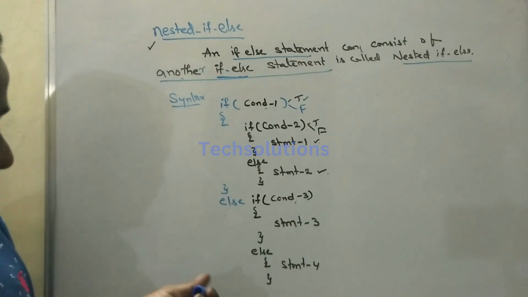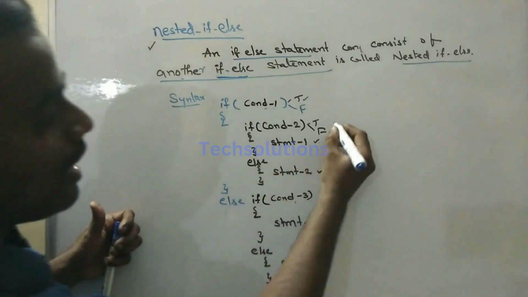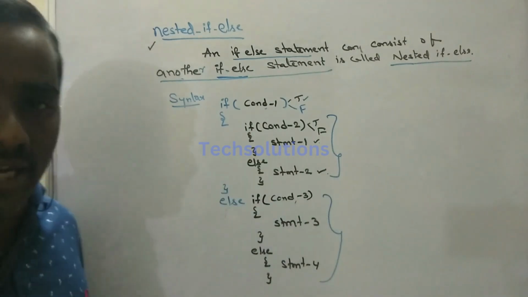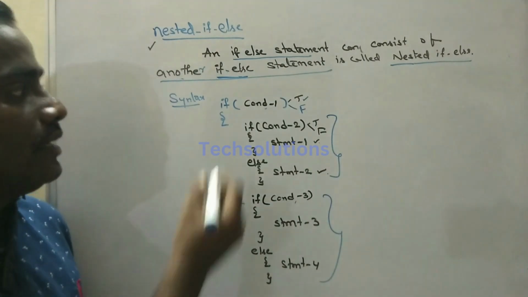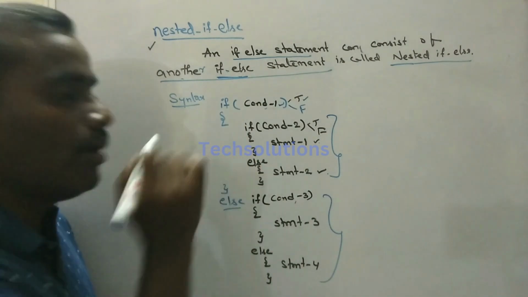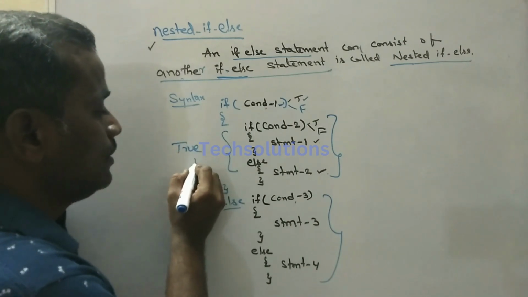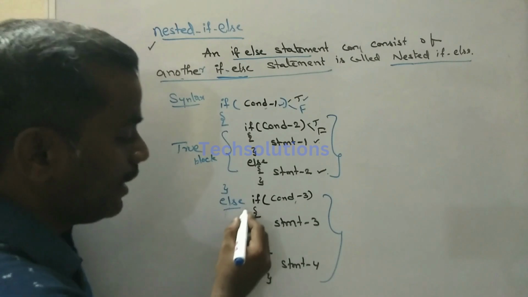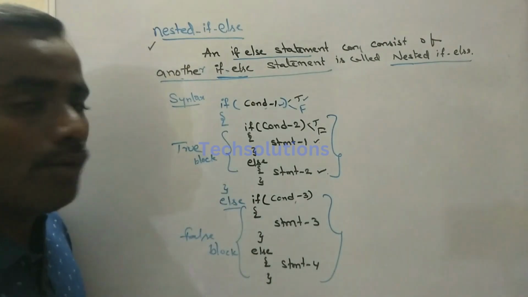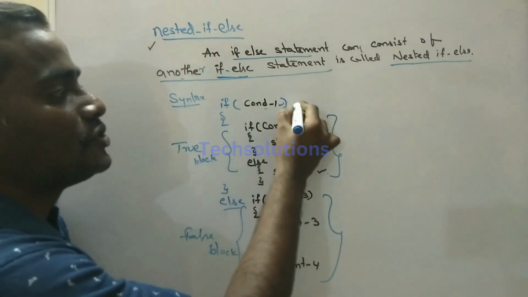You can see here an if else statement that can consist of another if else is called a nested if else statement. How will it be executed? Depending on condition 1, either the else part or the true block will be executed. The entire block is called the true block, and this is the false block. The true block is executed whenever condition 1 is true.